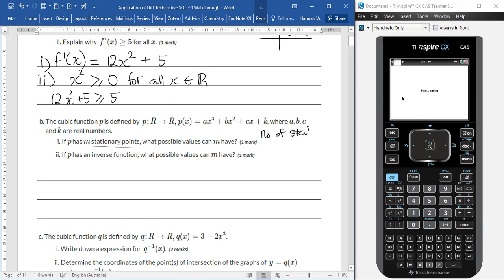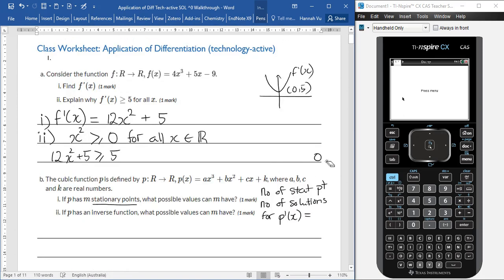Now, if you recall what stationary points are and how you can find them, the number of stationary points is the same as the number of solutions for the equation of the derivative of P, so P dash of x equals 0. So the number of stationary points is going to be the same as the number of solutions for P prime of x equal to 0.